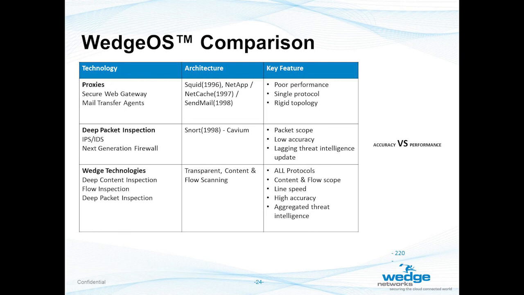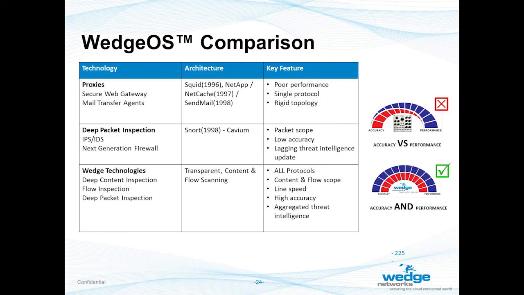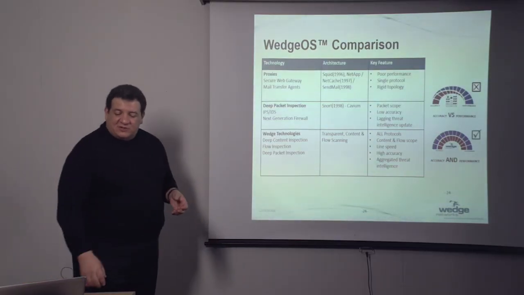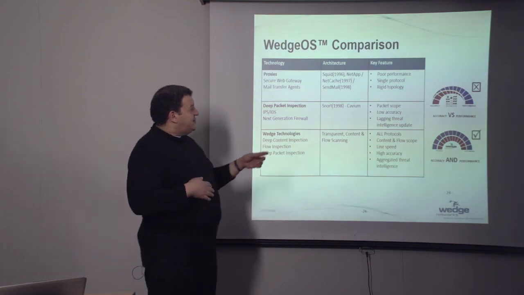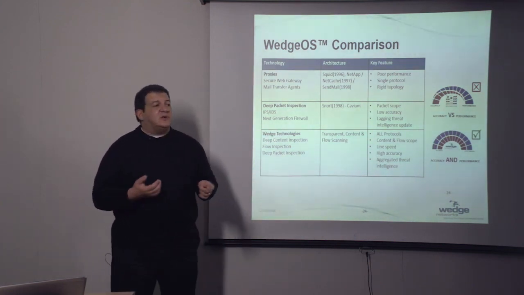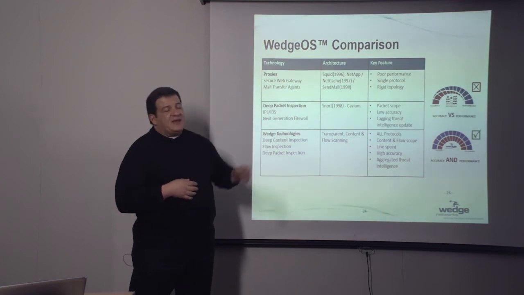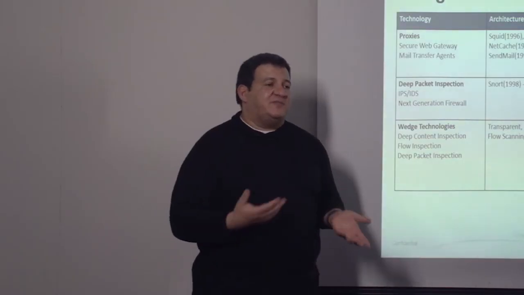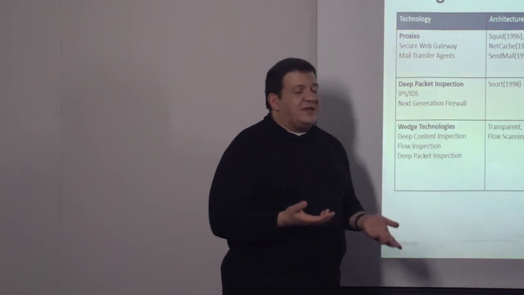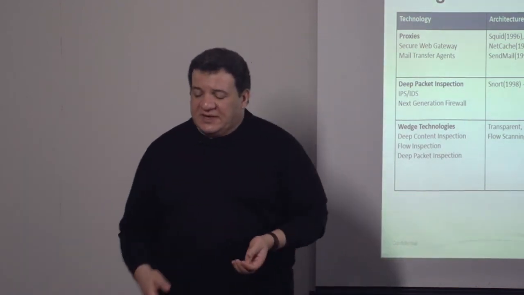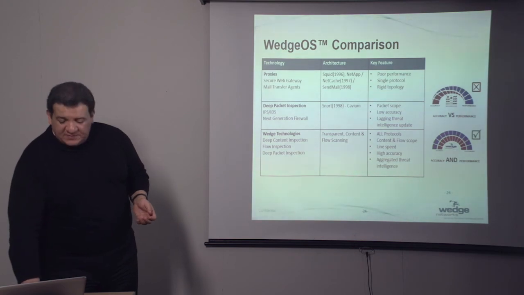Now in WedgeOS, we have both the content inspection and the packet inspection. Think of it as flow inspection and content inspection. We scan all protocols. Our scope is both content and flow. We have line speed, high accuracy, and advanced threat intelligence. So the image I would like you to always remember is this. If you use deep packet inspection alone, or proxy technologies alone, it's going to be accuracy versus performance, where you are going to sacrifice one of them. You either get high accuracy and slow performance, or vice versa. In our technology, you get both.